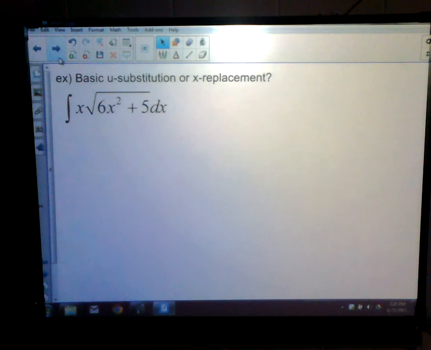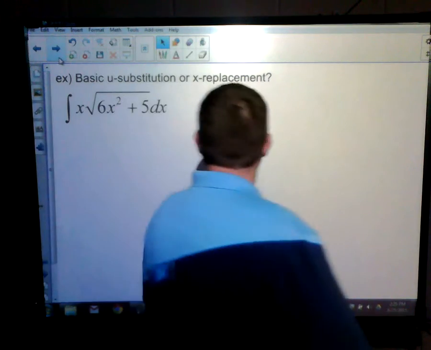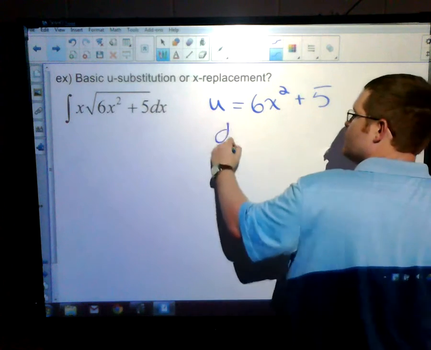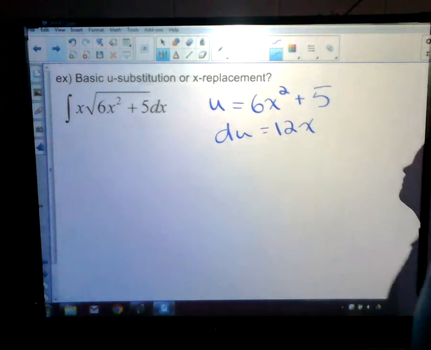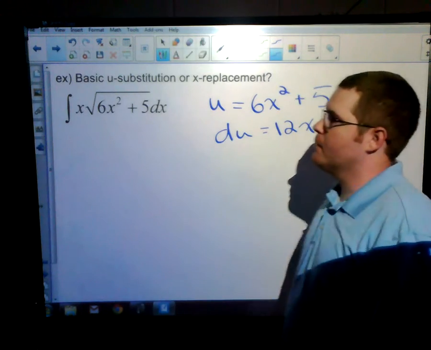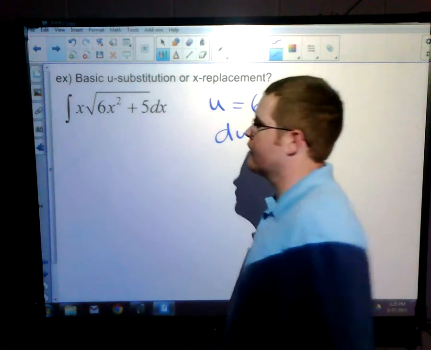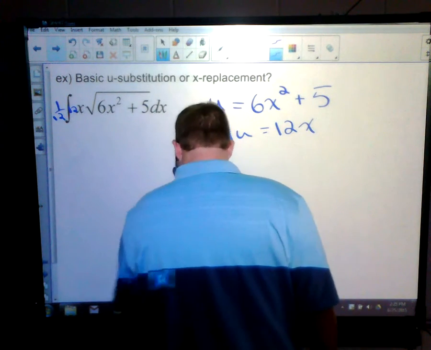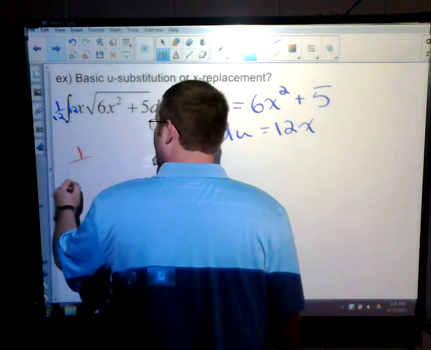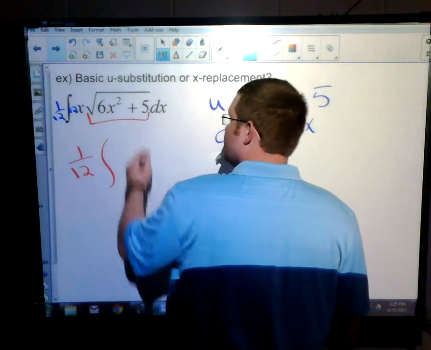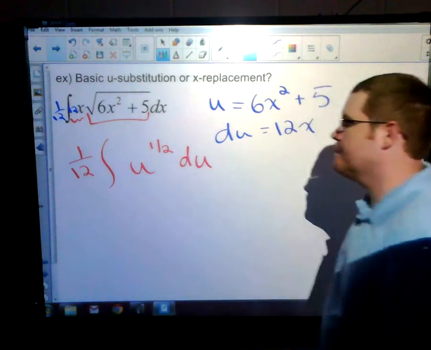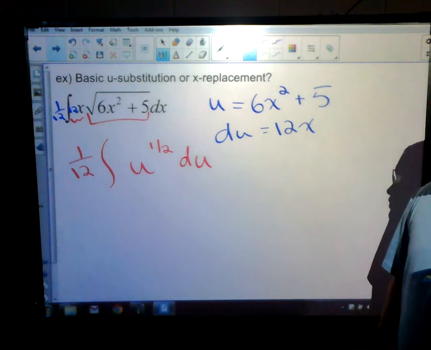So let's do this problem. The question is, is it basic U substitution or is it X replacement? Well, what's inside of something? 6x squared plus 5 is your u, which means your du is 12x. I need a 12x in this problem. I only have an x. Can I make it a 12x? Sure. I can put a 12 right there and a 1/12 right there. So that means that I have 1/12 the integral. This is all u to the 1/2, and this becomes du. It's a simple U substitution problem.